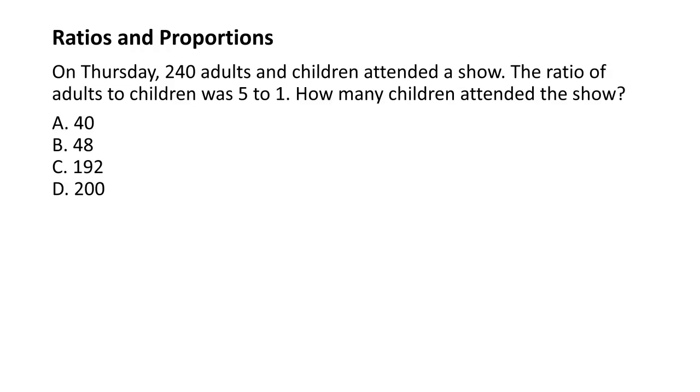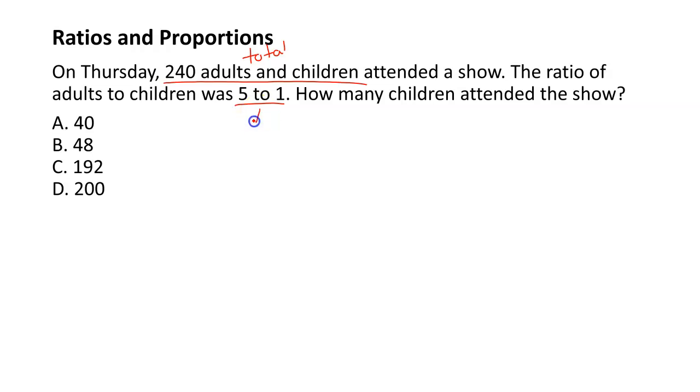All right? So here we have a show. 240 adults and children attended the show. Okay? So this is the total of adults and children. The ratio of adults to children was 5 to 1. This is the first way that you'll see a ratio written out as a phrase. A number compared to another number. So what that means is that for every 5 adults that went, there was also 1 child there. Okay? So we have a ratio of 5 to 1.